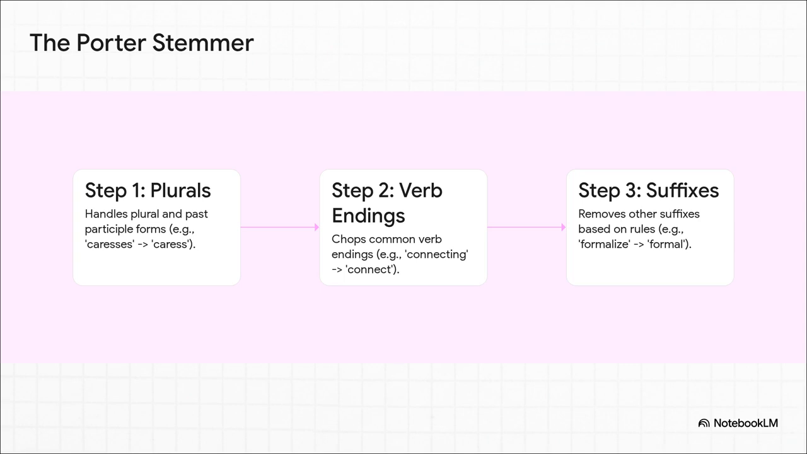Let's take a quick peek under the hood at the most famous example, the Porter stemmer. It just works through a series of rule-based steps. It has rules for plurals, so caresses becomes caress. It has rules to chop off common verb endings like ing. And it has other rules for different suffixes. It's really just a simple step-by-step process.